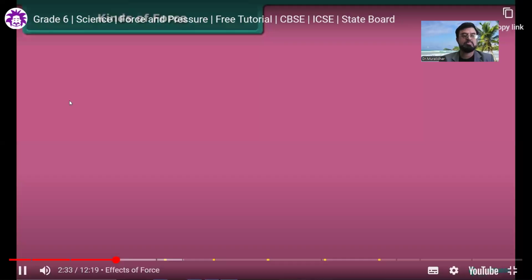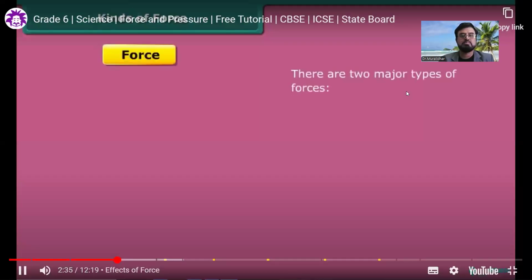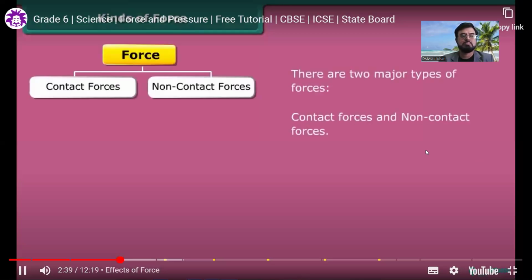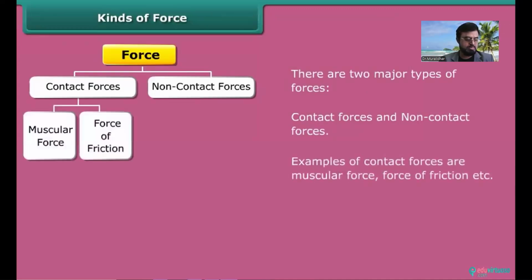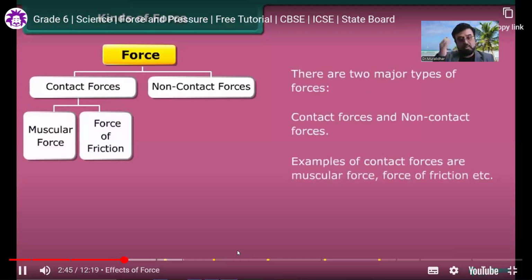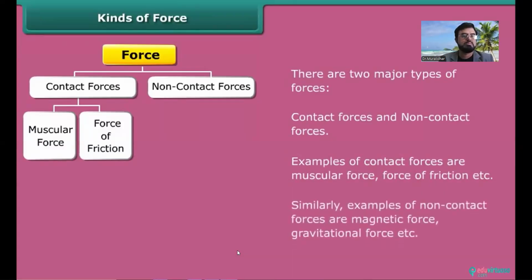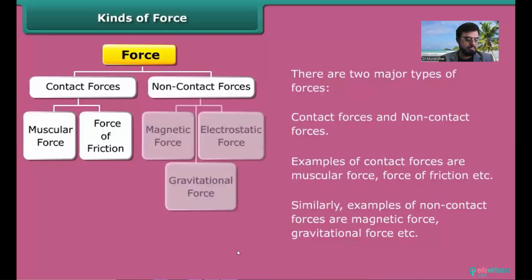Kinds of force. There are two major types of forces: contact forces and non-contact forces. Examples of contact forces are muscular force, force of friction, etc. Similarly, example of non-contact forces are magnetic force, gravitational force, etc.